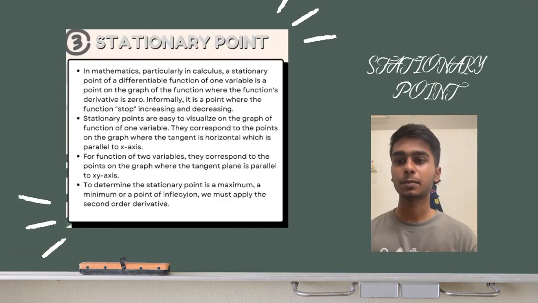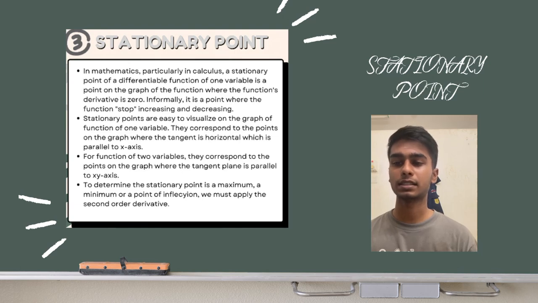Stationary point. In mathematics, particularly in calculus, a stationary point of a differentiable function of one variable is a point on the graph of the function where the function's derivative is 0. Informally, it is a point where the function stops increasing and decreasing. Stationary points are easy to visualize on the graph of a function of one variable. They correspond to the points on the graph where the tangent is horizontal, which is parallel to the x-axis.